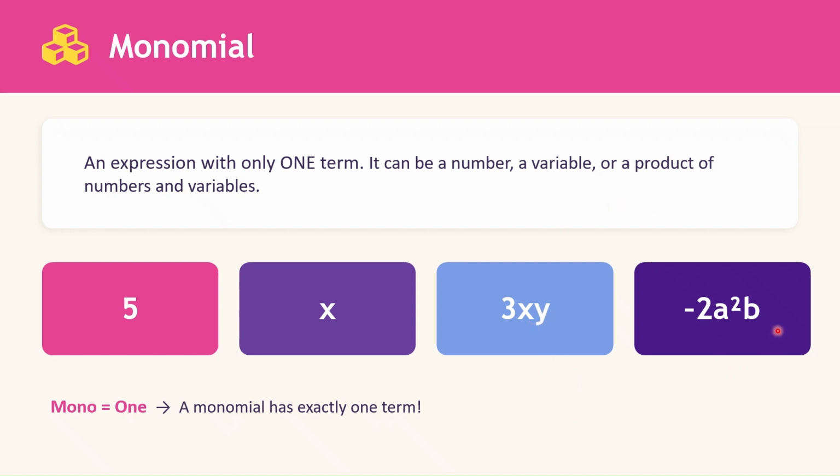Minus 2a squared b is a monomial as well, because everything is multiplied together with no plus or minus signs separating anything. The key rule is simple. If there is no plus or minus sign splitting the expression into separate parts, it is a monomial.